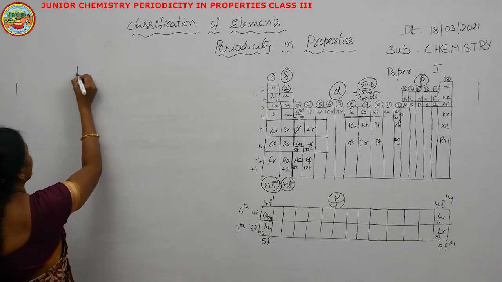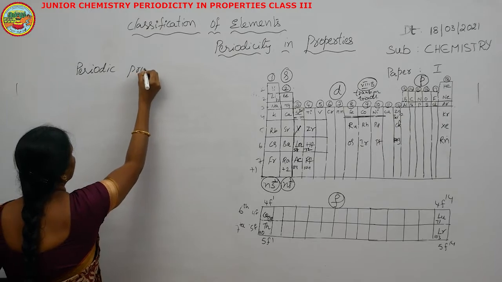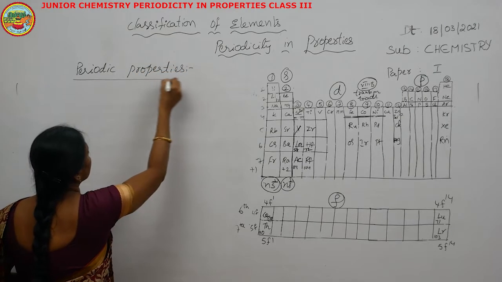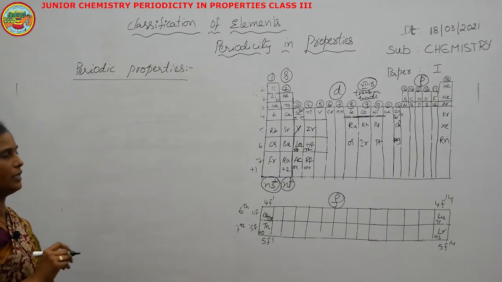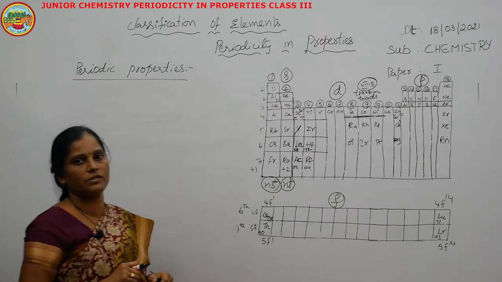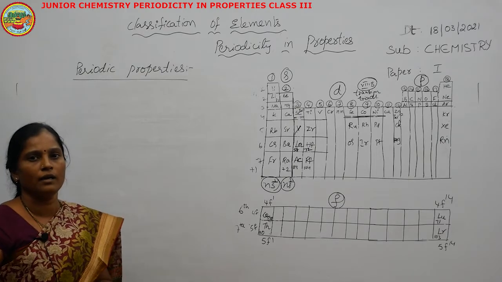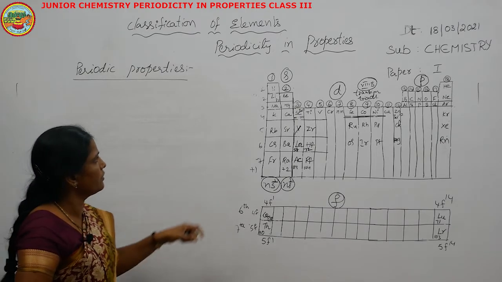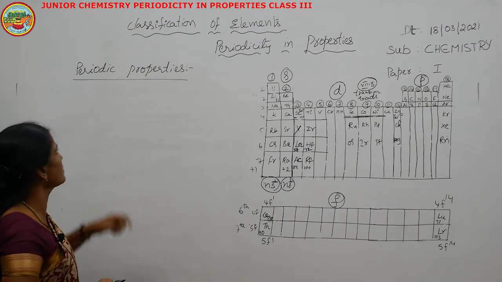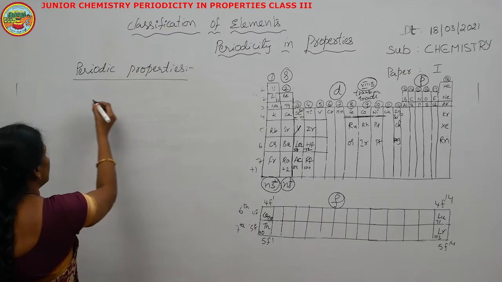So, periodic properties. The repetition of the properties of the elements at regular intervals due to the similar outermost electronic configuration is called periodicity in properties. So what are the periodic properties?